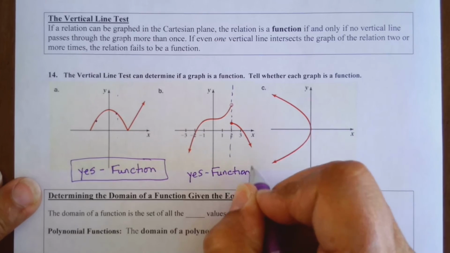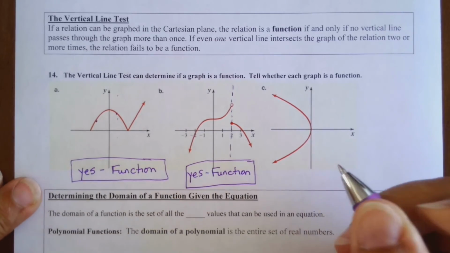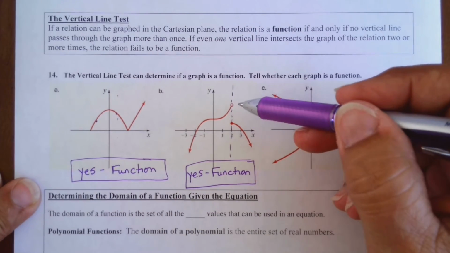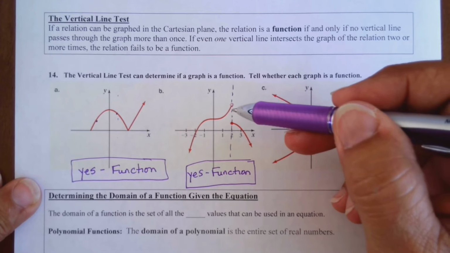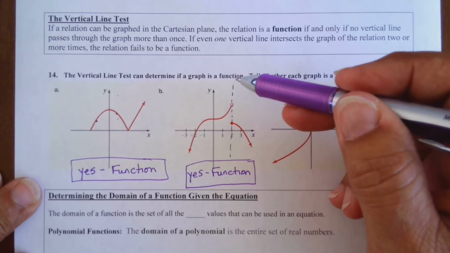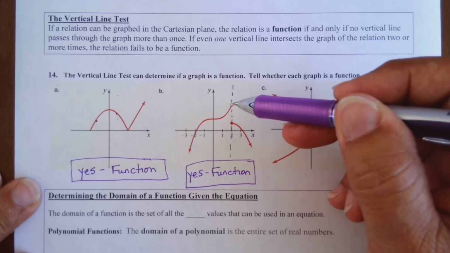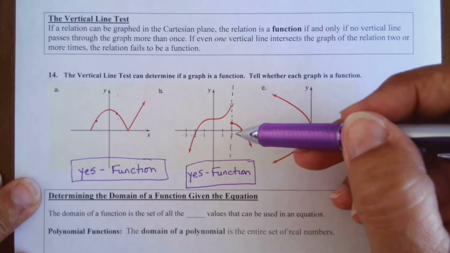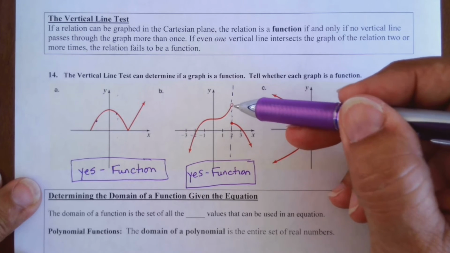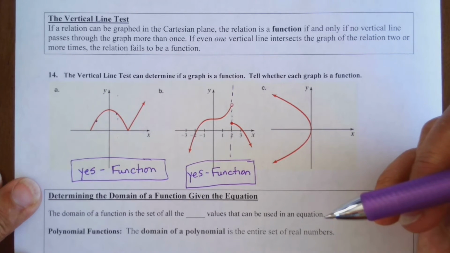So I'm hoping that maybe you're asking me the question, sitting there where you are, what if that was a closed-in circle? Well, if that was a closed-in circle, then this vertical line would touch the graph in 2 places, and it would not be a function. Okay, so that's a big difference whether that's open or closed.